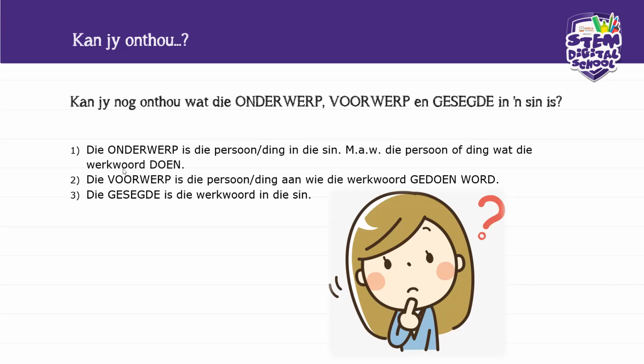Okay, so guys, let's just recap here. So the onderwerp, of course, referring to the subject, is the person or thing in the sentence. Met ander woorde, die persoon of ding wat die werkwoord doen. The person or thing that's responsible for the action of the verb. And then, of course, the voorwerp is die persoon of ding aan wie die werkwoord gedoen word. Directly translated, the voorwerp is the person or thing to which the verb is done to. And then the gesegde refers to the verb. Take a picture. Keep this in mind when we go through to the rest of the lesson. I'm going to count till five, then you must have taken your picture.